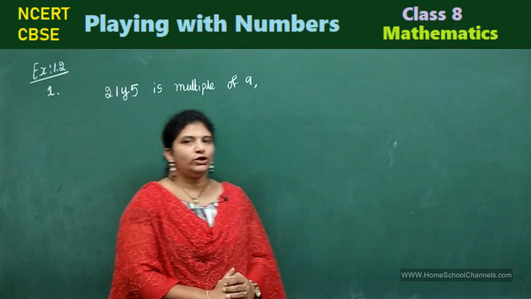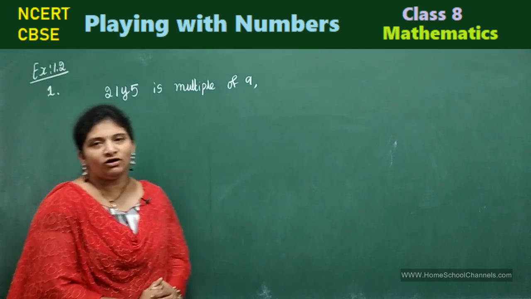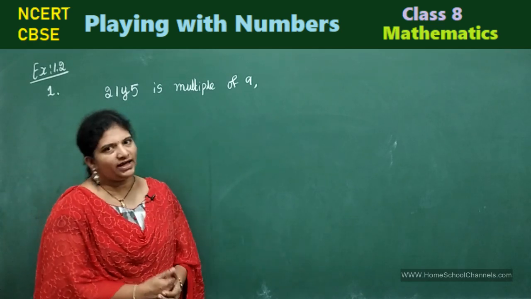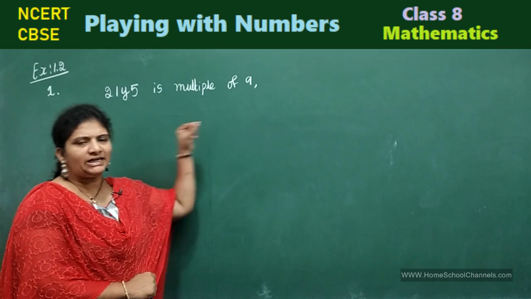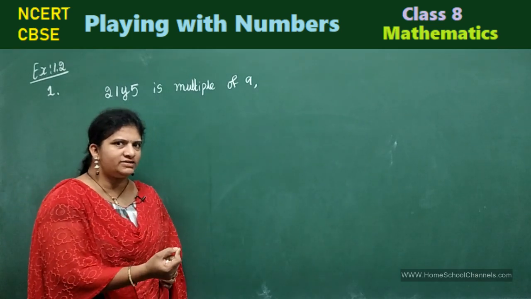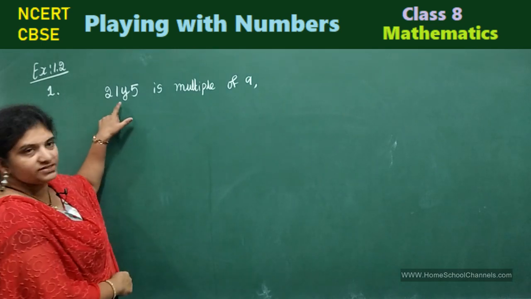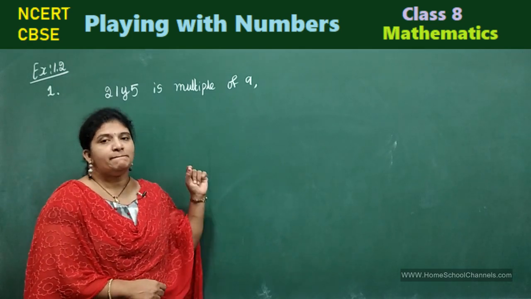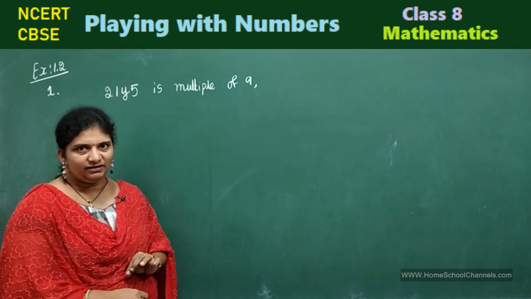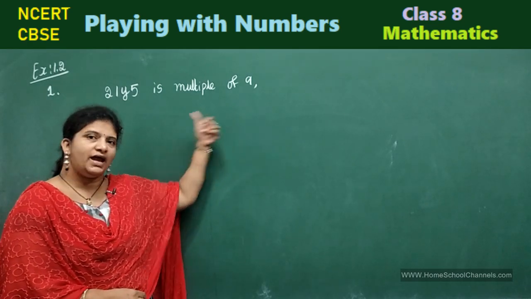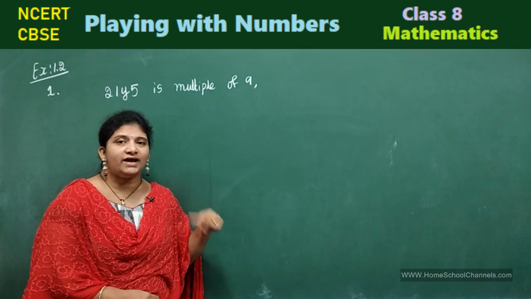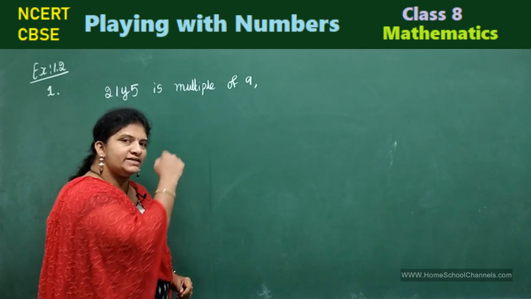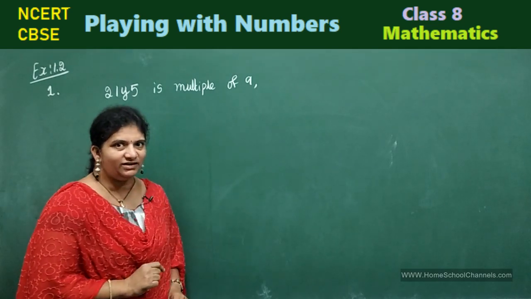First one: if 21y5 is a multiple of 9, where y is a digit, what is the value of y is your question. So it is a multiple of 9. Multiple of 9 means this 4-digit number, see here, the y value is not there, but it is a 4-digit number, that 4-digit number must be divisible by 9. Yes, if it is a multiple of 9, it is divisible by 9 also.